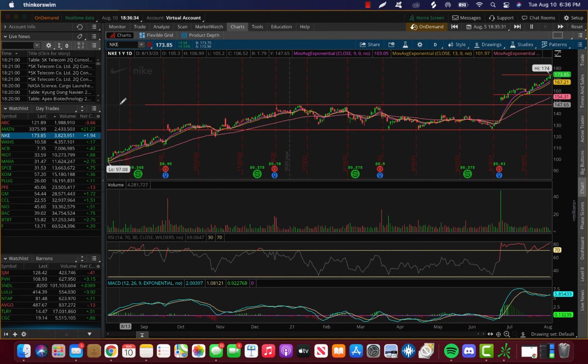But again, support and resistance is a really key technical analysis component to understanding entry points and exit points, like I said, whether you're buying a stock or just trading it.